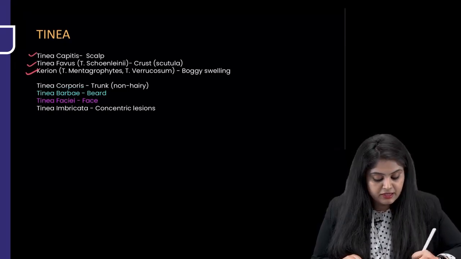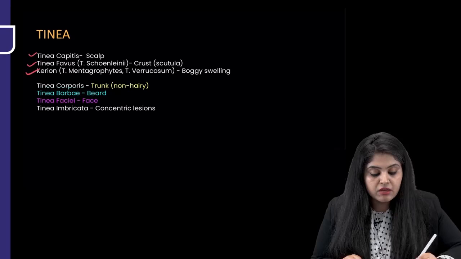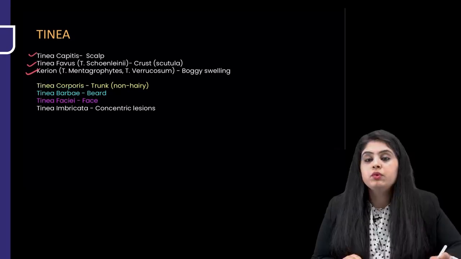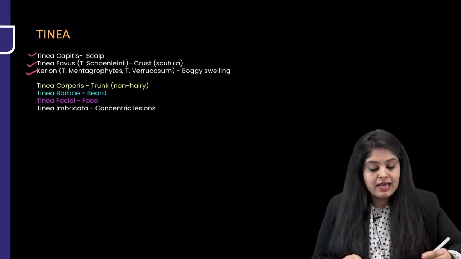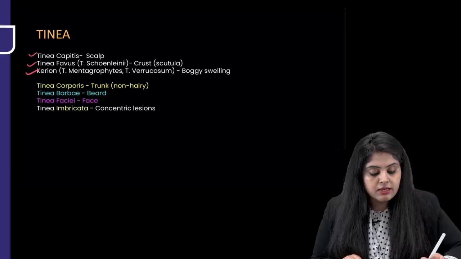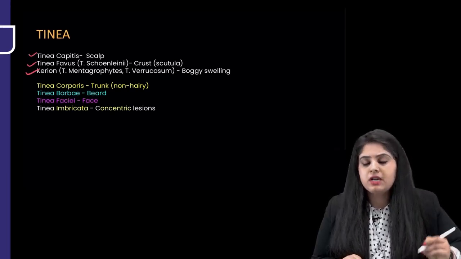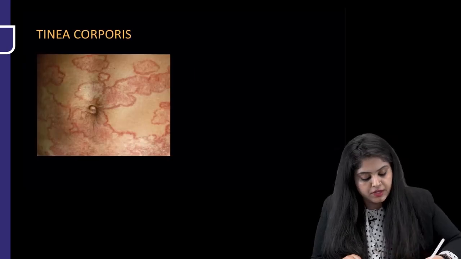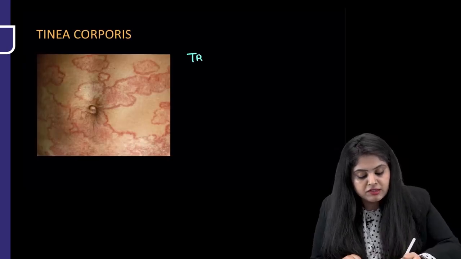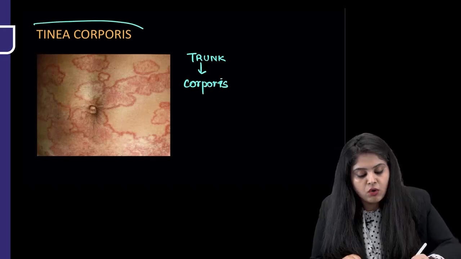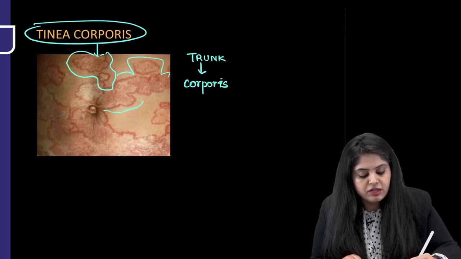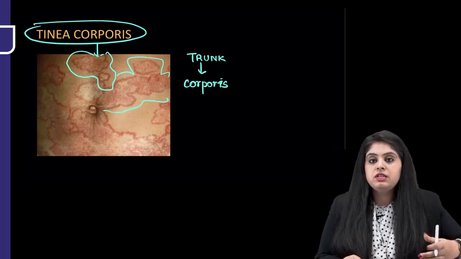If I say there is a trunk involvement, what is the meaning of the word corporis? Corporis means trunk. And if I say imbricata, imbric, concentric. So if I see concentric lesions, it is tinea imbricata. Let me show you some pictures. See, look over here. Over here, the patient's trunk is getting affected. Trunk basically refers to corporis. So, when I see the presence of tinea corporis, I will see these classical, ring-like fungal infections. These are going to be on the trunk, so that is tinea corporis.